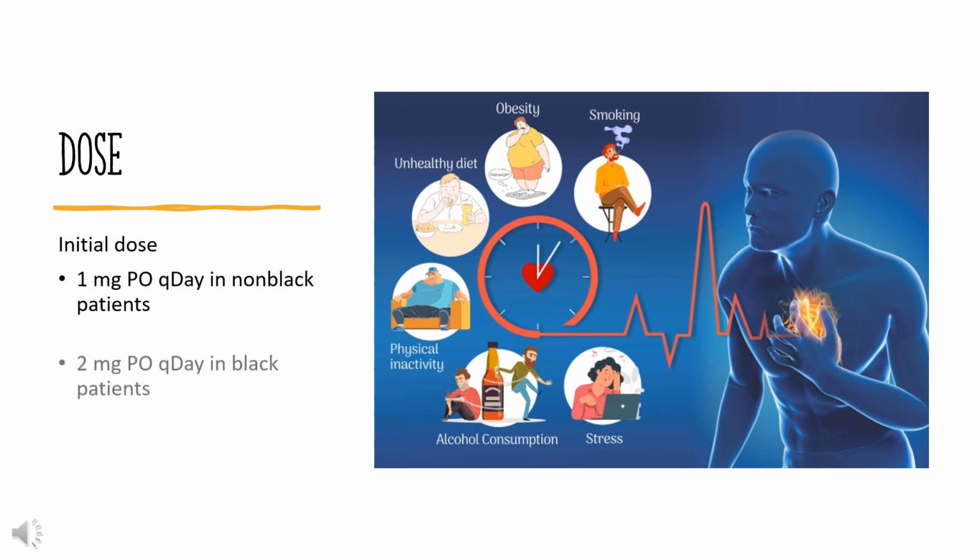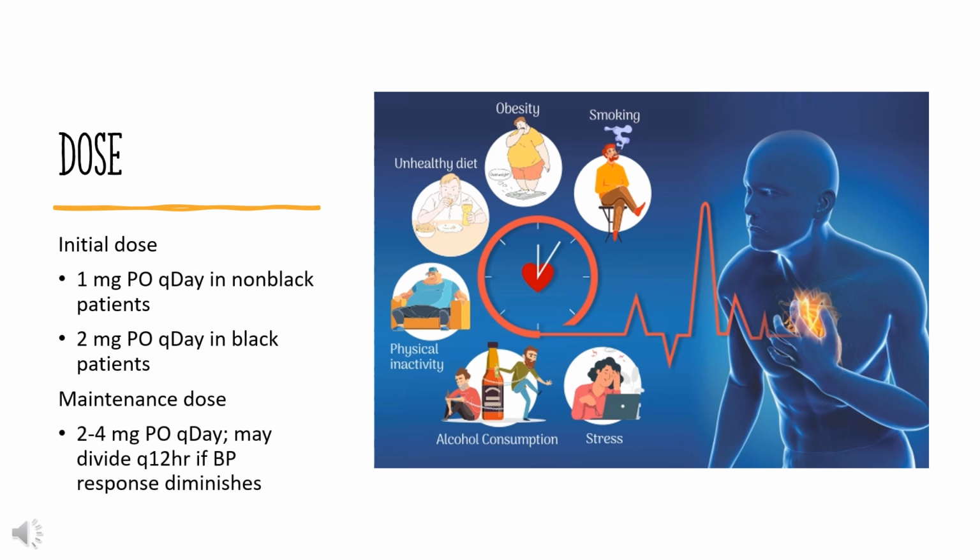Dose. The dose of this medicine will be different for different patients. Hypertension, in patients not taking a diuretic. Initial dose: 1 mg PO QD in non-black patients, 2 mg PO QD in black patients. Maintenance dose: 2 to 4 mg PO QD, may divide Q12HR if BP response diminishes. Congestive heart failure or left ventricular dysfunction post-MI: initial, 1 mg PO QD; maintenance, 4 mg PO QD.